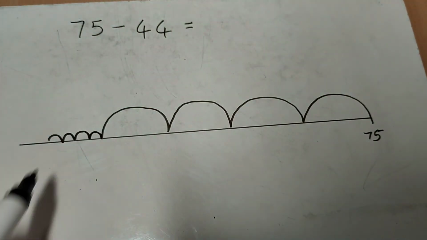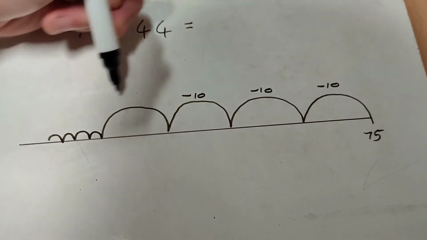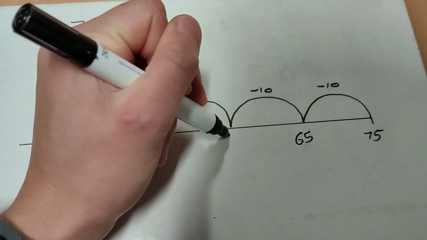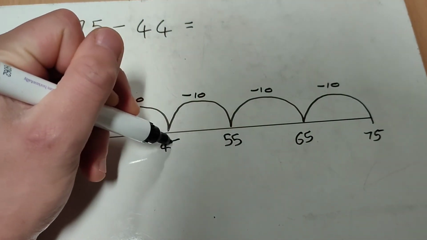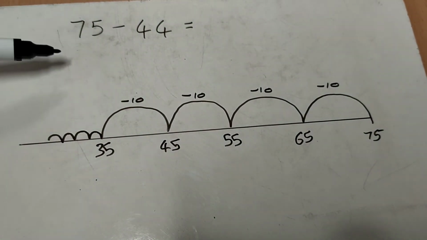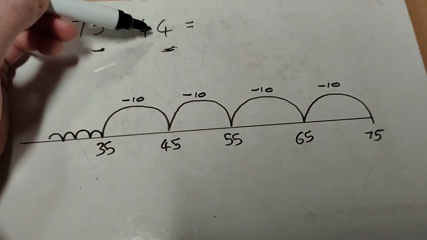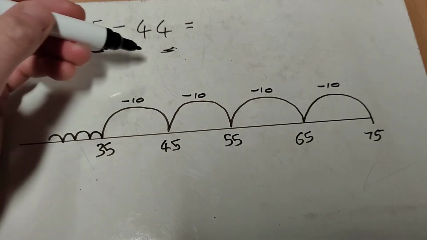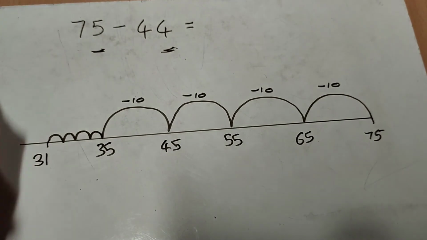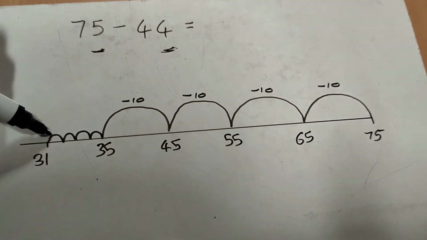Now let's count backwards from 75, taking away 10 each and every single time. So 75, 65, 55, 45, 35. Now, using my number bonds to 10 again, I know when I'm counting in ones that 5 take away 4 is 1, so 35 take away 4 is going to be 31. If I'm not sure, I can always count backwards. 34, 33, 32, 31.